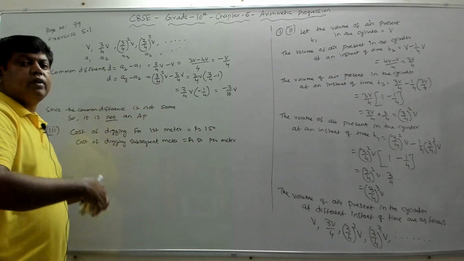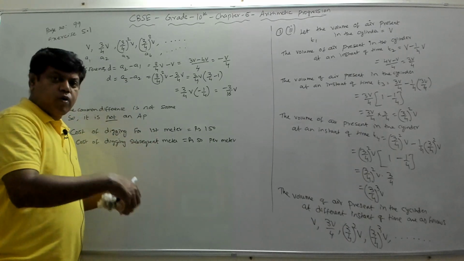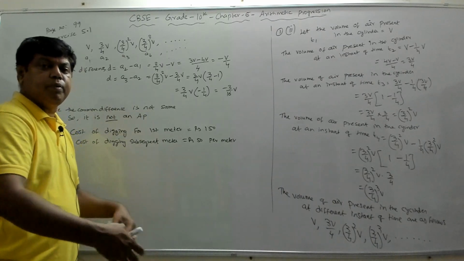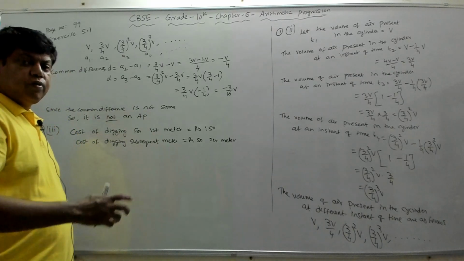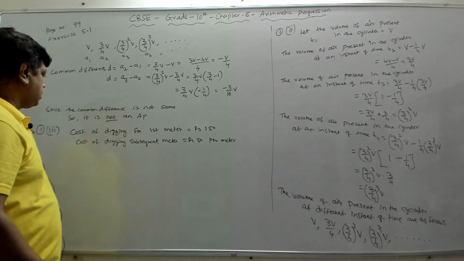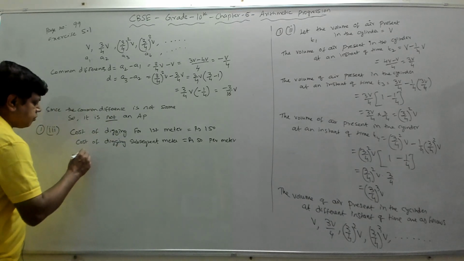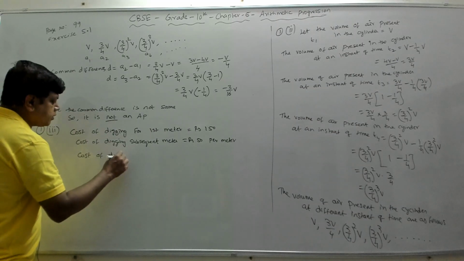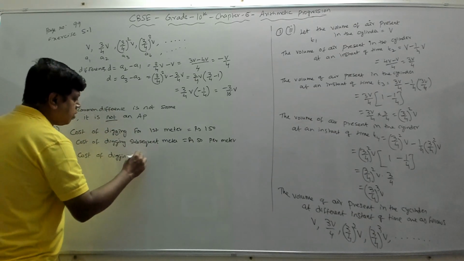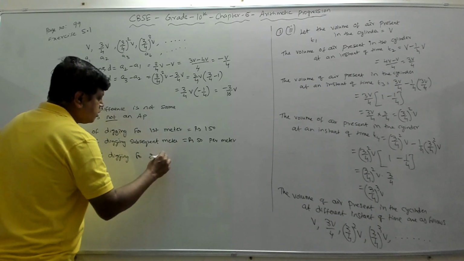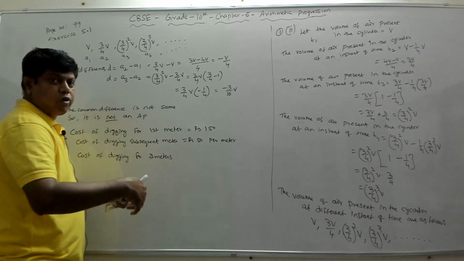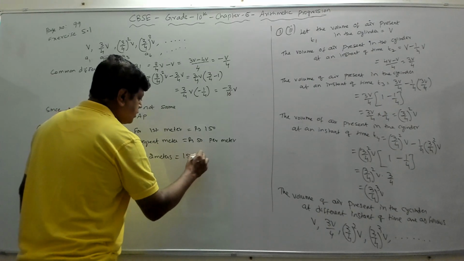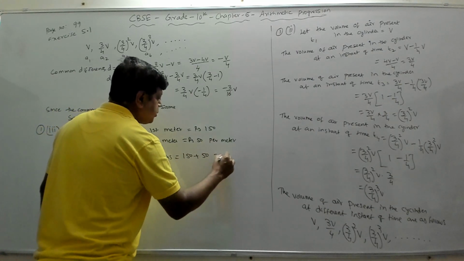Subsequent meter means after the first meter. For digging the first 1 meter, it is 150 rupees. After that, every meter that we dig, it is 50 rupees per meter. That's how the cost is. So what is the cost of digging 2 meters? Cost of digging for 2 meters will be how much? If you are going to dig the well for 2 meters, that charge will be first meter 150, then second meter 50. So totally rupees 200.